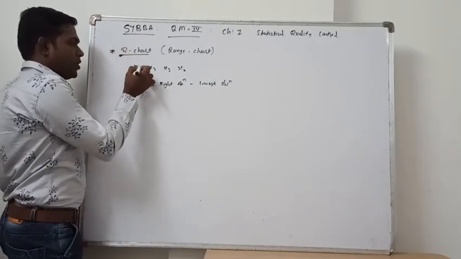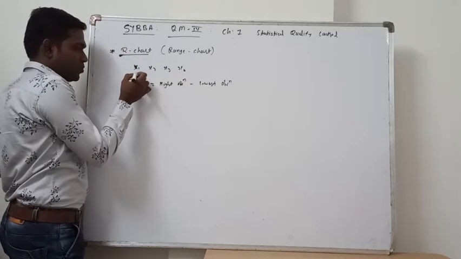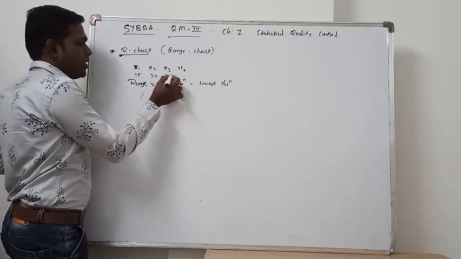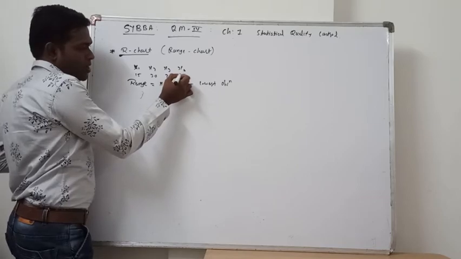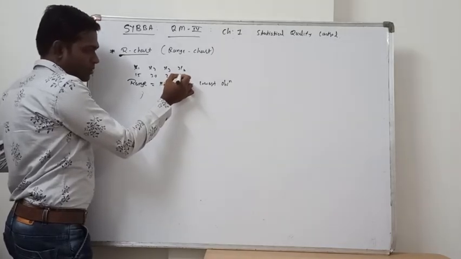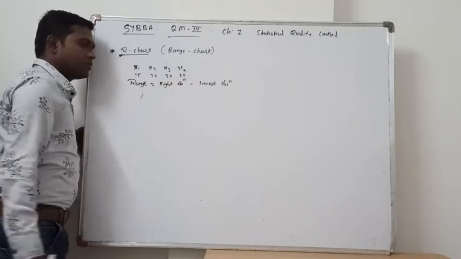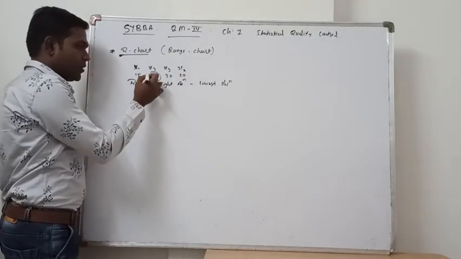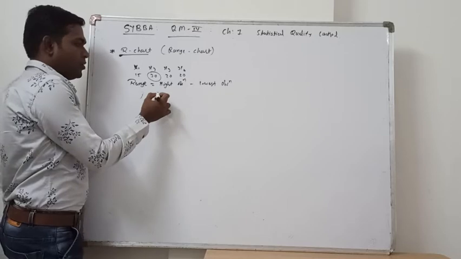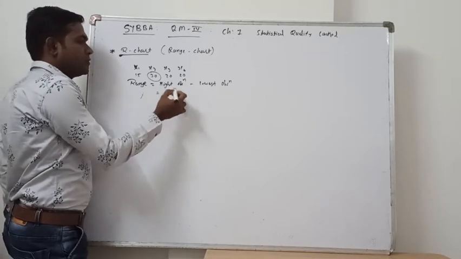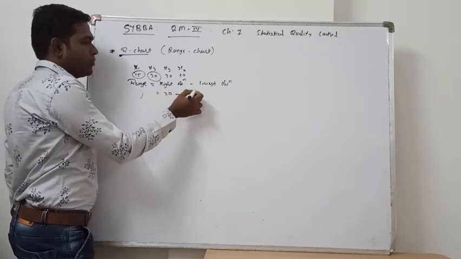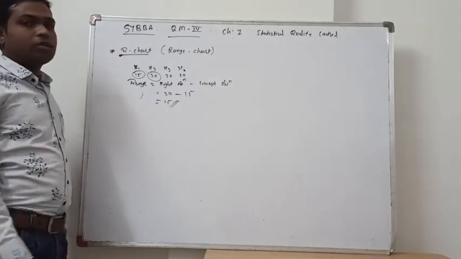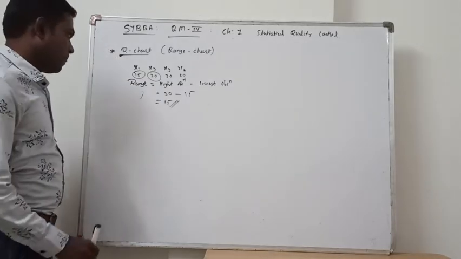Suppose over here x1, x2, x3, x4. Suppose x1 is 15, x2 is 30, x3 is 20, and x4 is again 20. The range of this is: the highest observation is 30, and the lowest observation is 15. The difference is 15. So this is the answer, the range.